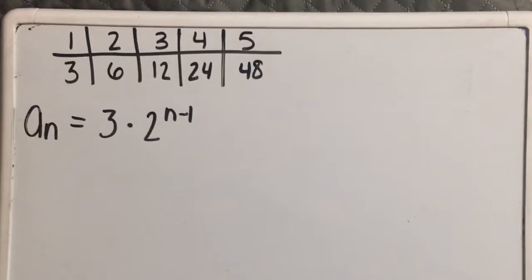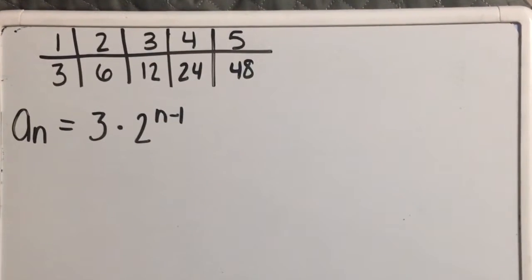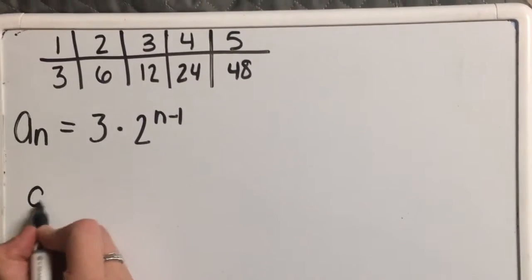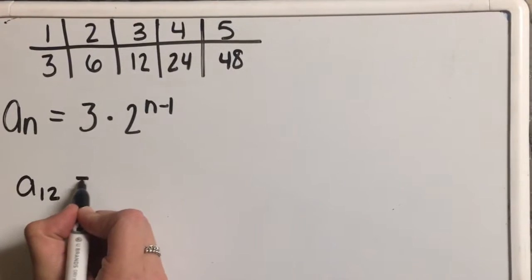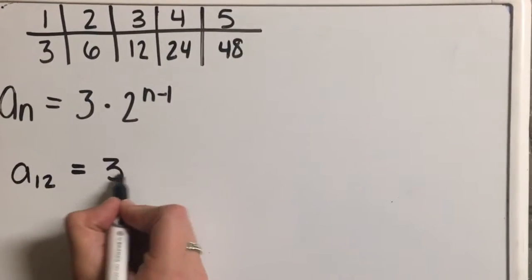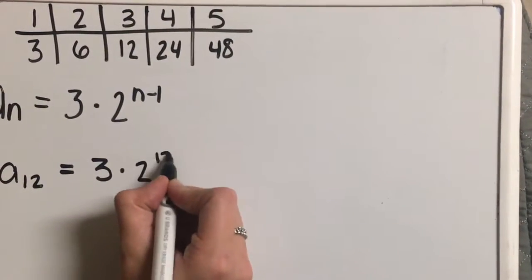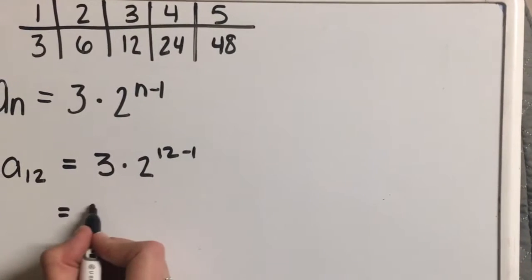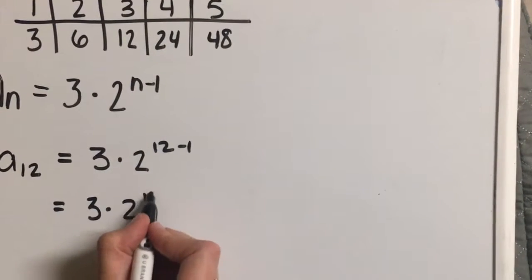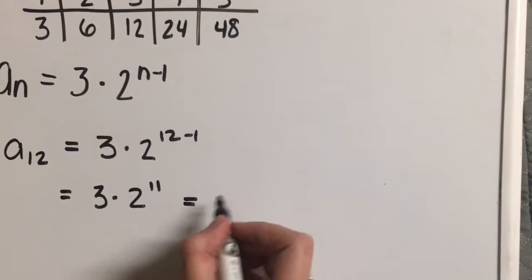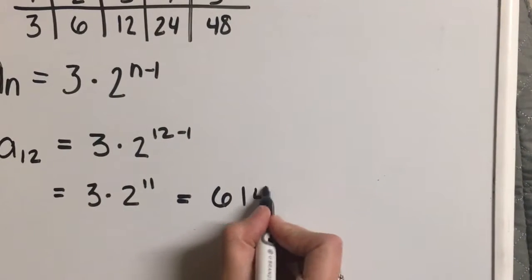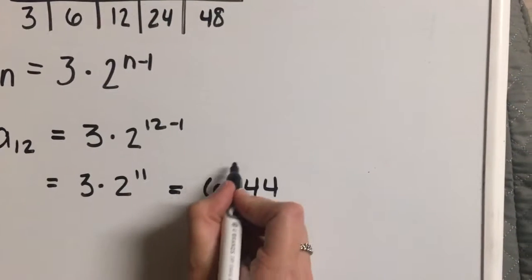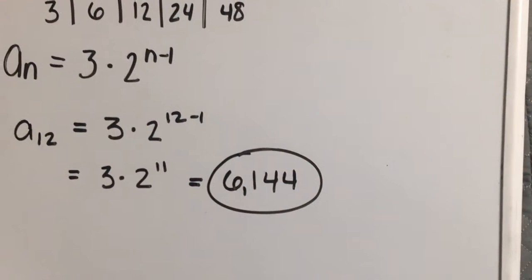Now that we know the equation for this specific geometric sequence, we can find any term. For example, if we wanted to find the 12th term of the sequence, we would do 3 times 2 to the 12 minus 1 power, or 3 times 2 to the 11th power. This gives you 6,144. Therefore, 6,144 is the 12th term of the sequence.